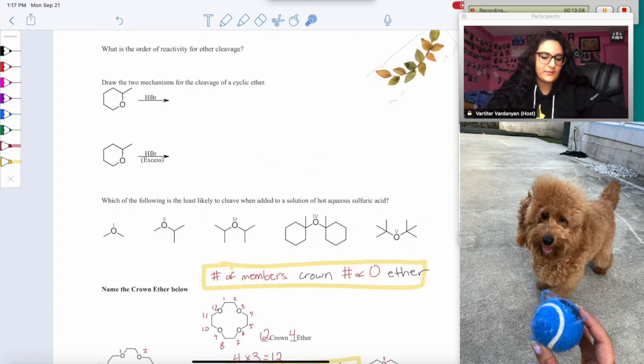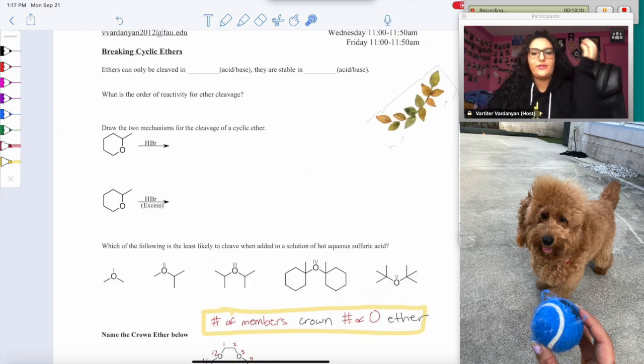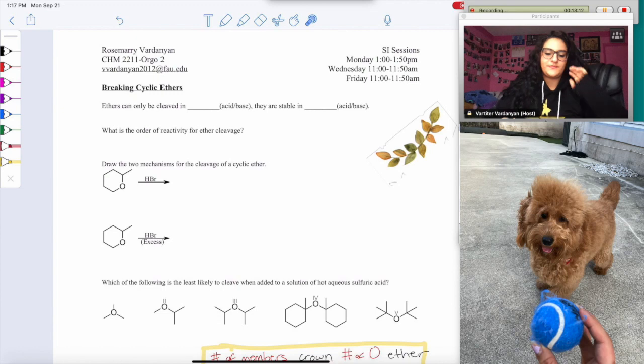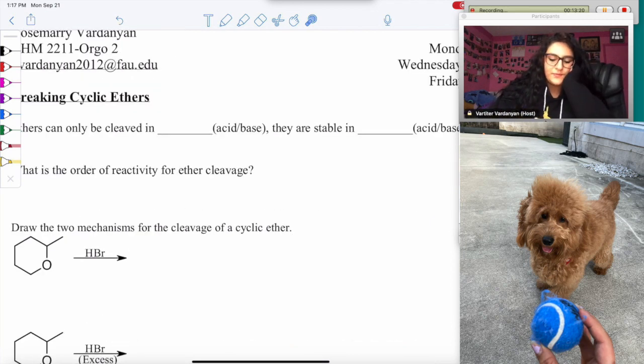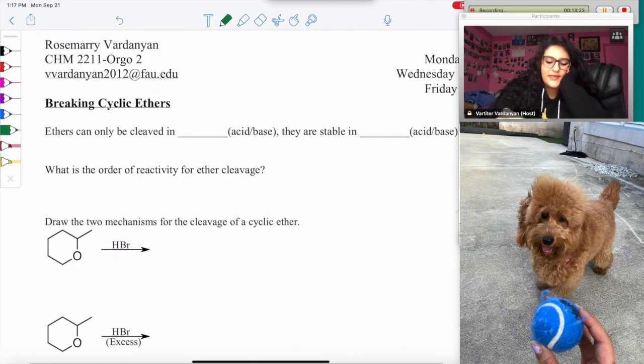And cool. So now that we made our ethers, we're going to break them naturally. That's the order of things. So when we're breaking our cyclic ether, someone who was here Friday, or if you just know the answer, when can ethers be cleaved? In acid or in base? Acid, yay. And that means that they are stable in base.